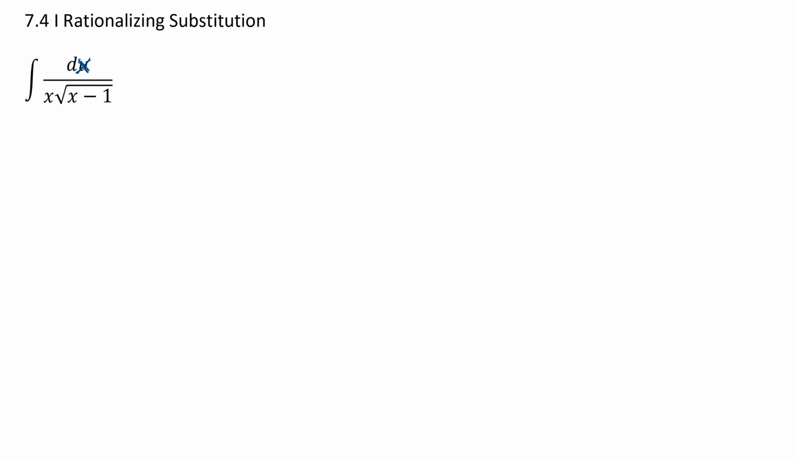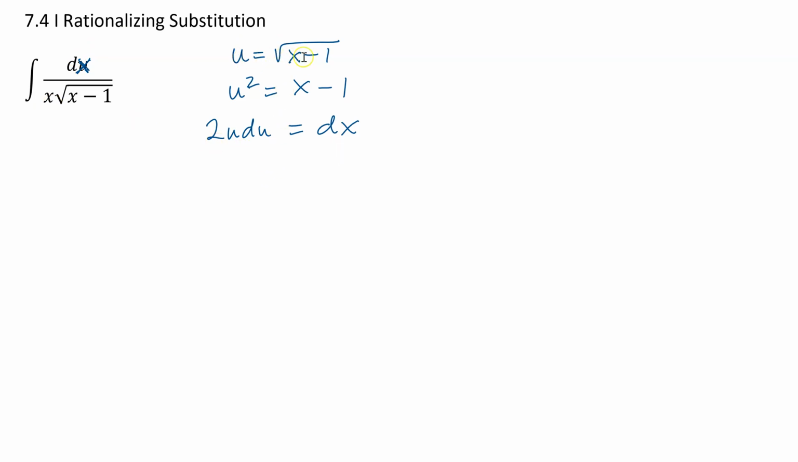So this is rationalizing substitution. What we're going to do is use substitution to get rid of our radical. How we do that is we take u equals the square root of x minus 1. And now if we square both sides, we end up with this. So now when we take the derivative, we get 2u du equals dx. And now if we plug this in, everything should be nice.